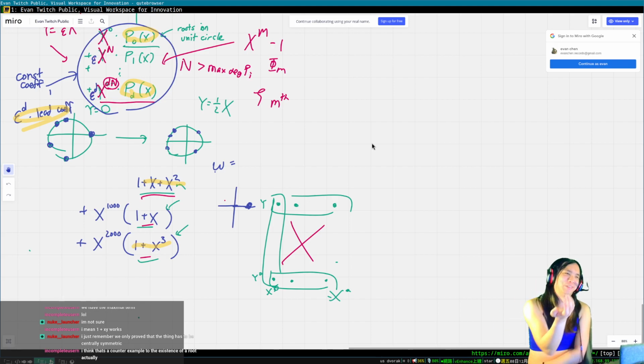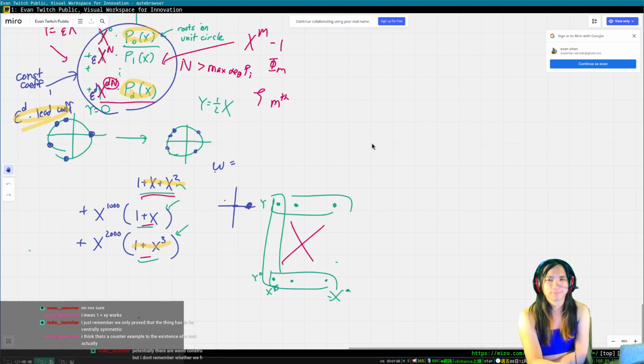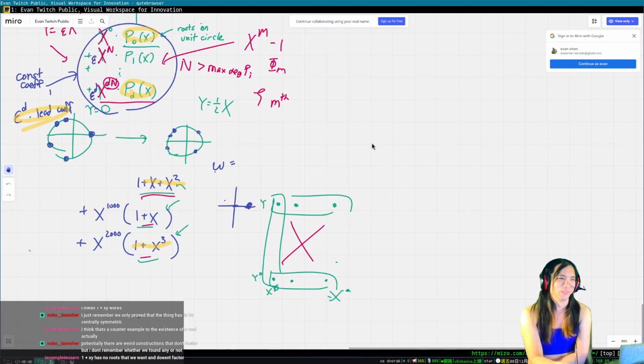Well, the palindrome thing says central. Oh, it's what you were trying to prove. No, I don't believe you when you say there are weird constructions that don't factor out. 1 plus xy. Ah shit, you're right. Okay, never mind.